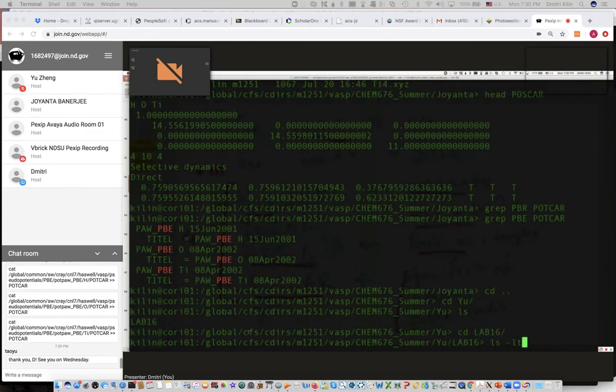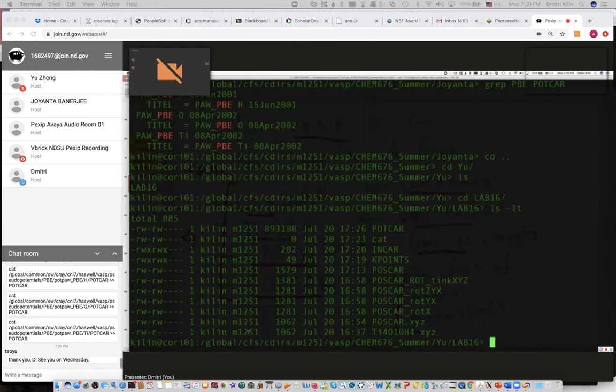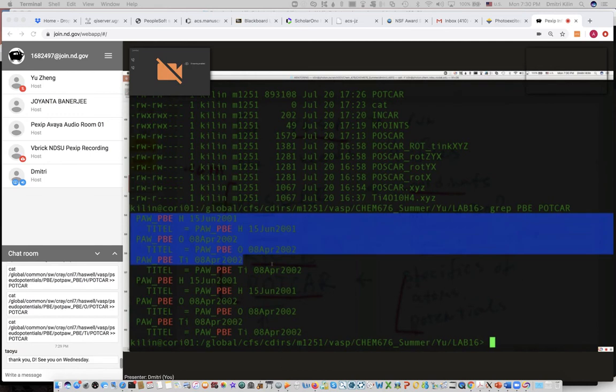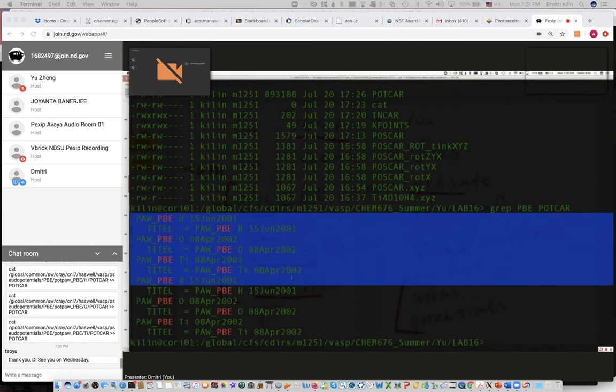Okay. Grep PBE POSCAR. Oh, this is not correct. You typed each command twice. So I suggest we remove POSCAR and repeat the commands. So what is shown here? It looks like it is for 6 elements in the model.